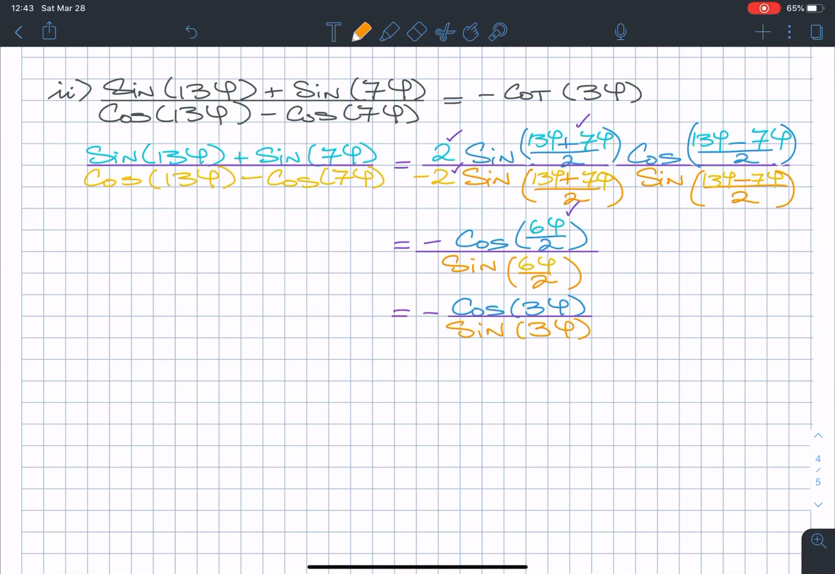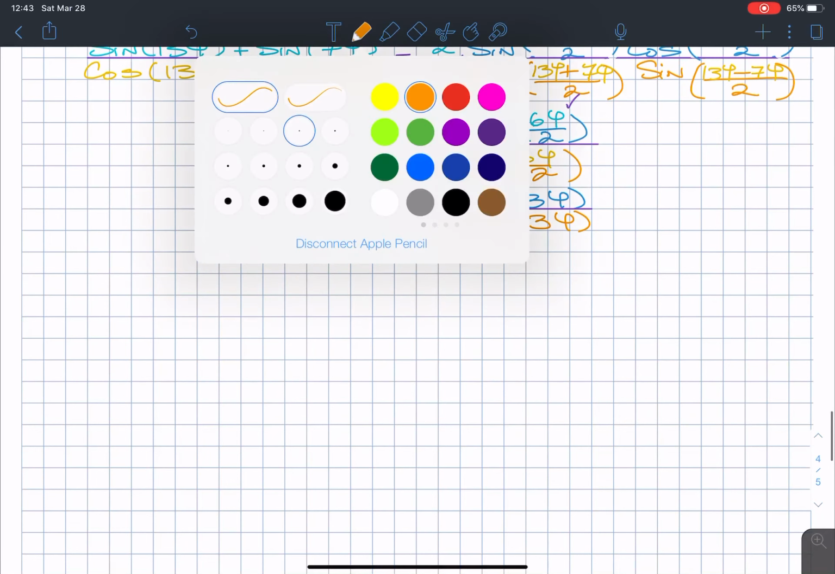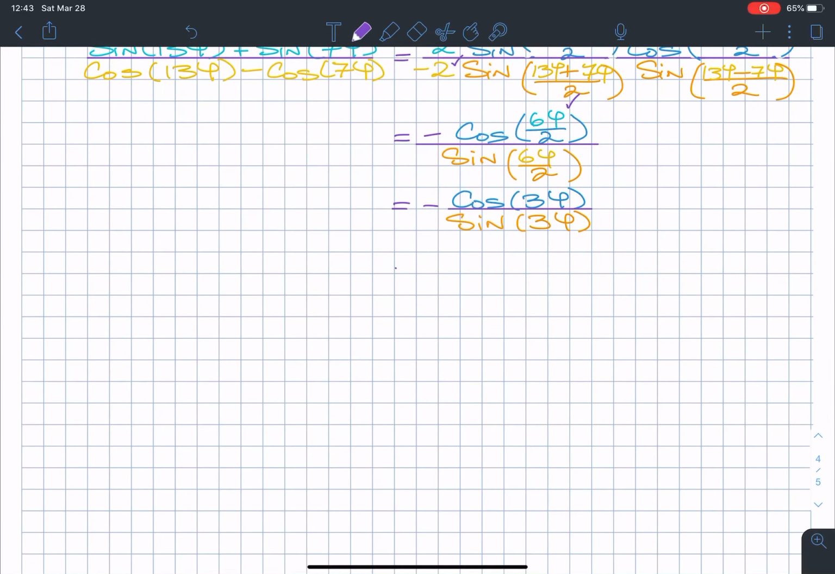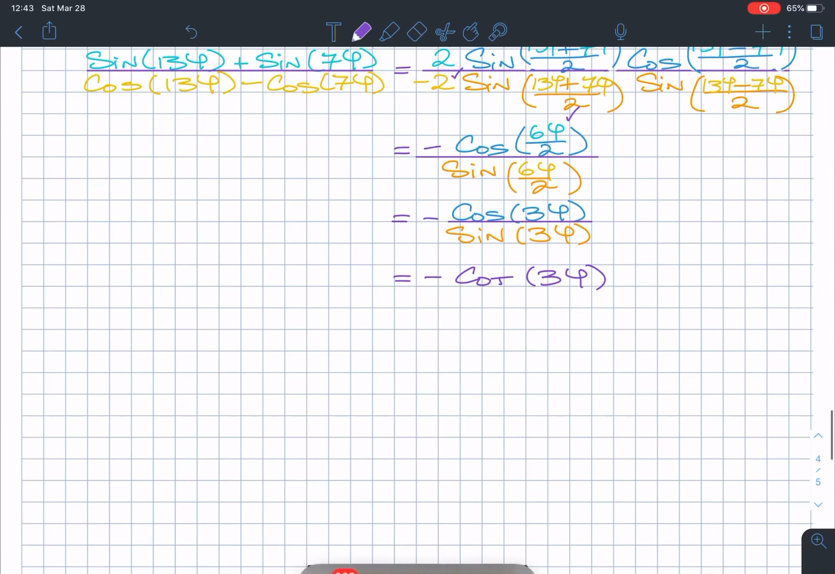Okay, well, cosine over sine is cotangent, and there's a negative out front, so this is minus cotangent of 3 phi. And is that what we were looking for? Yes, it was. So we've established the identity. Check mark.